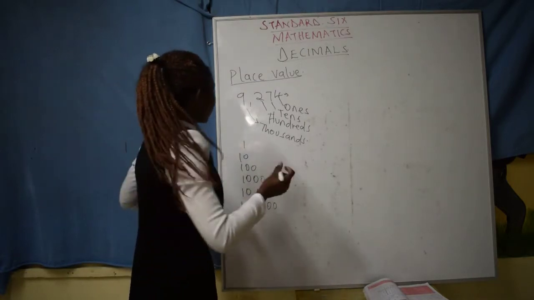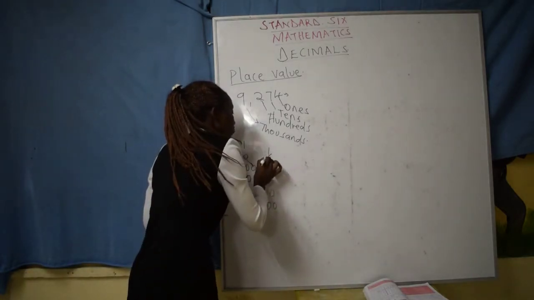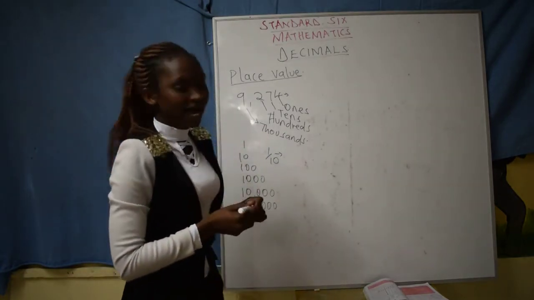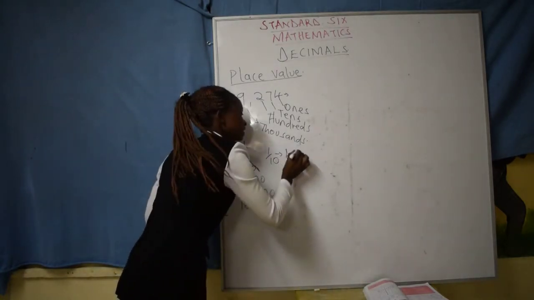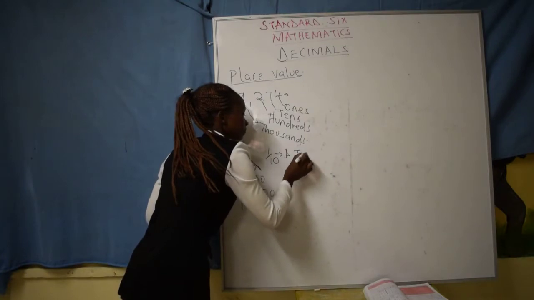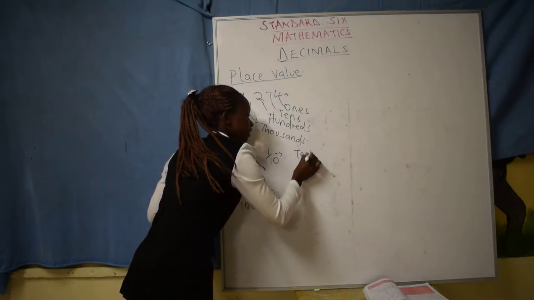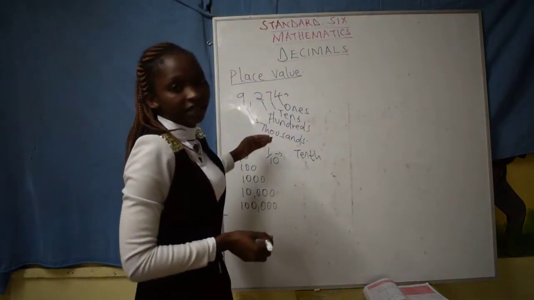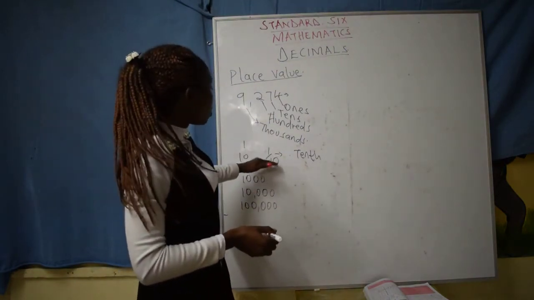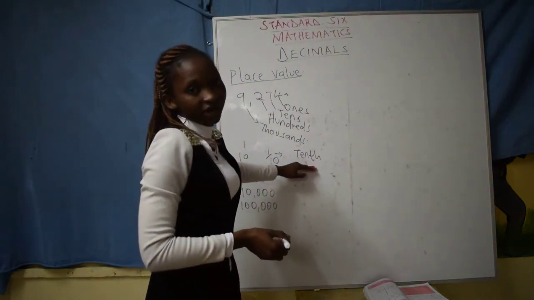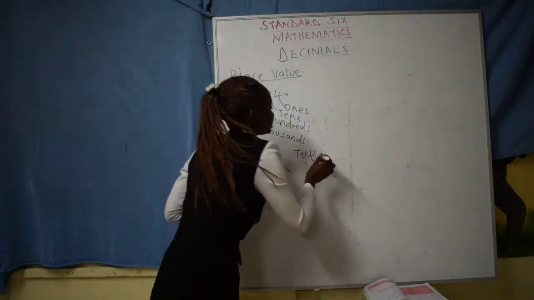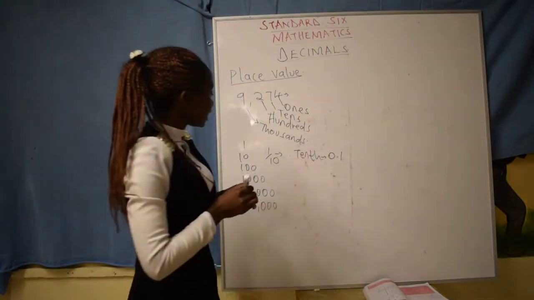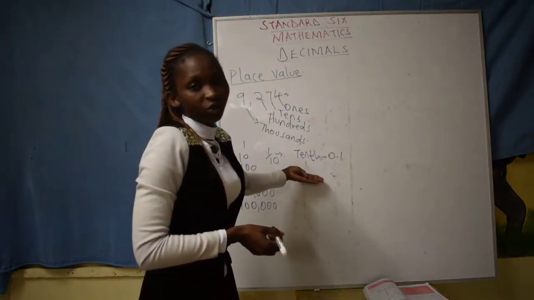whereby we write 10 as a decimal as 1 over 10, and 1 over 10 we read as a tenth. We read it as a tenth, as 1 over 10. Therefore, when we are writing a tenth as a decimal, we write it as 0.1. So, a tenth as a decimal is 0.1.